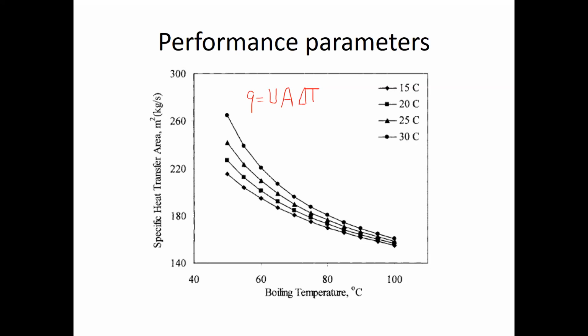And here, when we are talking about the change which is happening, as the boiling temperature increases, then the value of delta T increases. And as the boiling temperature increases, the overall heat transfer coefficient increases. So these two values are increasing. To keep the whole Q constant, what should happen to the area?